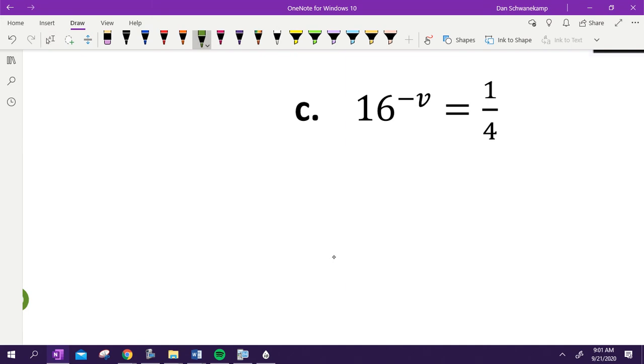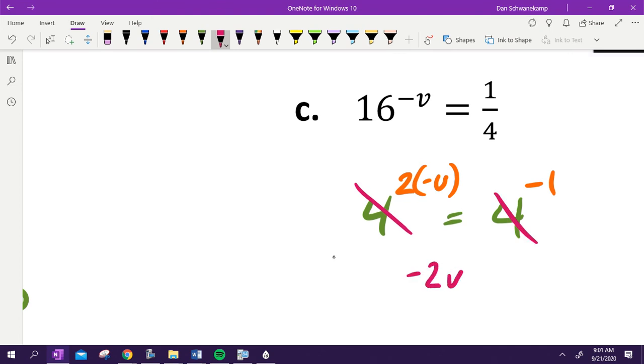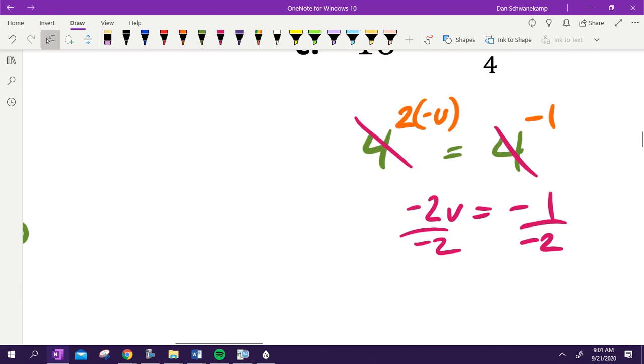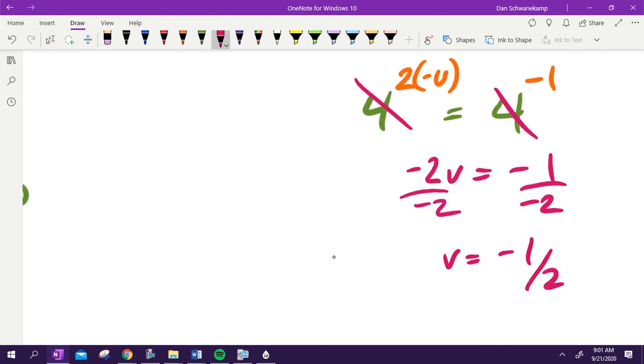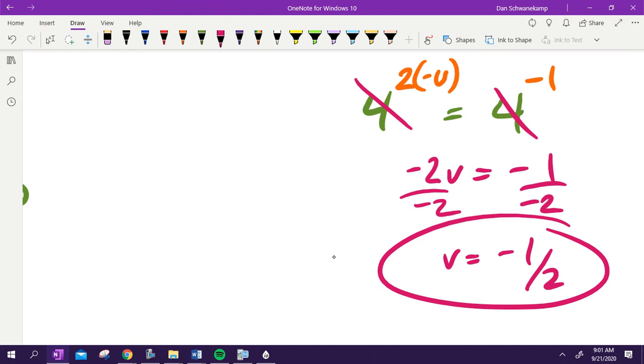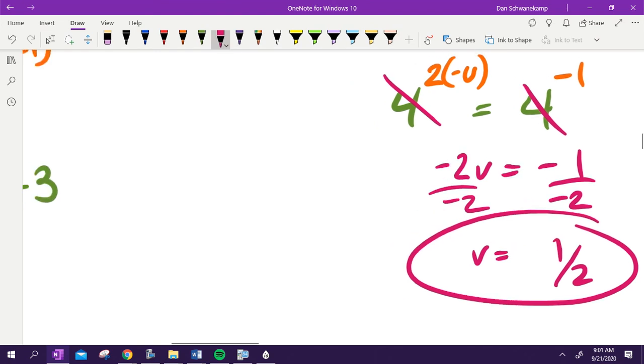Okay? So if we wrote both sides to be a base of 4, 4 to what power gets me 16? 2. So we would have 2 times that negative v. And 4 to what power is going to get me 1/4? Negative 1. Once we've got there, bases are the same. Negative 2v is equal to negative 1. Divide by negative 2. Divide by negative 2. v equals negative 1/2. Not just plain positive 1/2, because I got 2 negative signs. Questions on C?